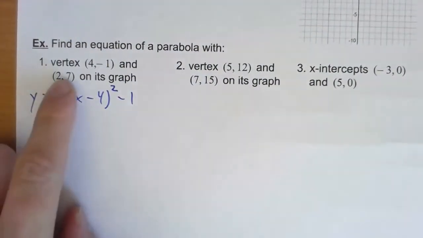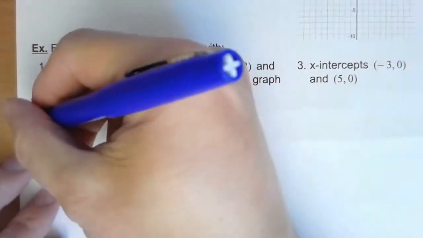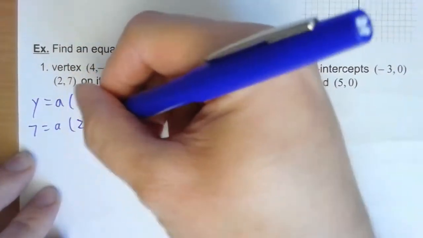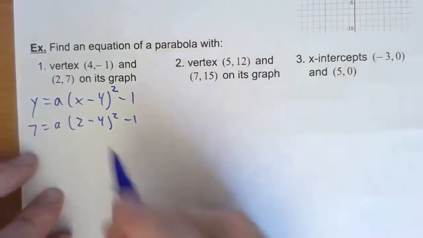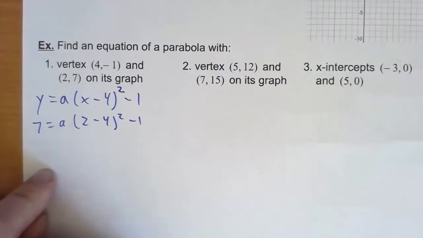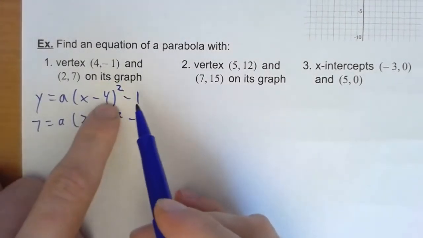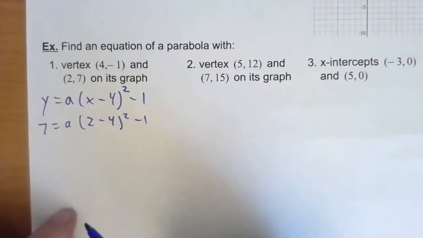Well, we've got some more information we haven't used here. We've got a point, an x and y. So let's plug in those x and y. 7 equals a times 2 minus 4 squared minus 1. And then now we've got a is the only variable, so we can solve for a. So that's the key. We plug in the vertex into the h and k from vertex form, and then plug in this random point into the x and y.